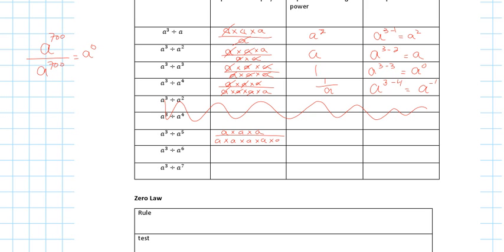Same thing. Cancel, cancel, cancel. In this case, I have 1 divided by a squared, right? If I do the subtraction, 3 take away 5, that's going to be a negative 2. So what do you think the relationship here is? I flip the fraction. Yeah. But I have to change the power.